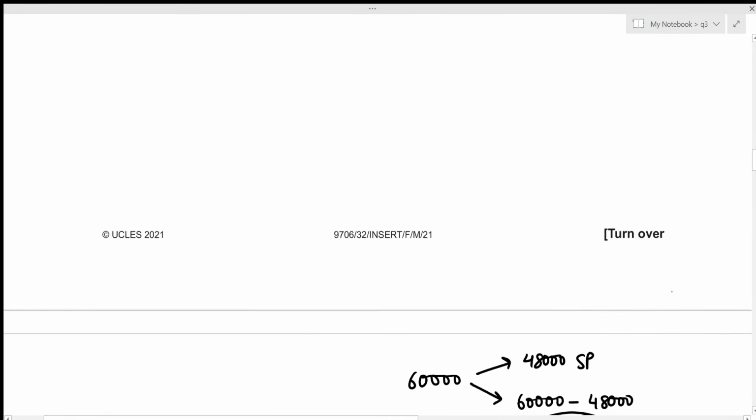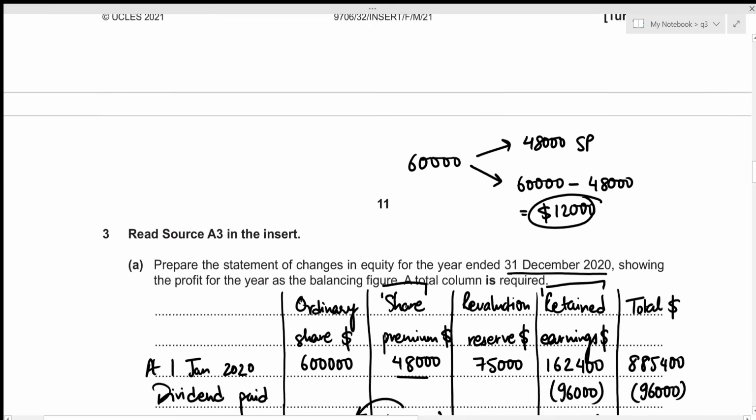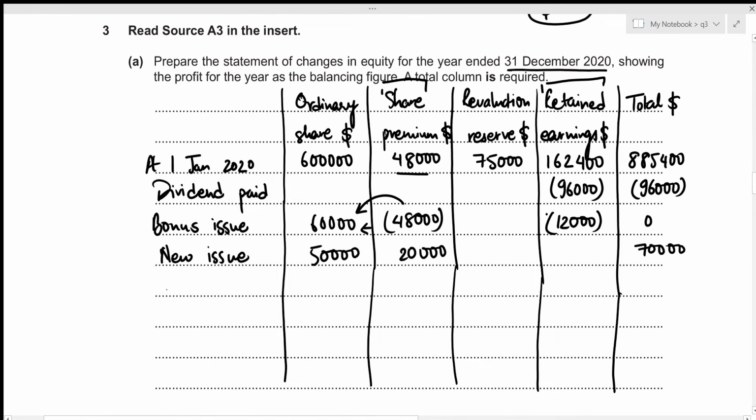Now we can move towards our last transaction. We can see that on the date of 1st December, land included in property, plant and equipment was revalued upwards by 25,000. So whenever there is revalued upwards, the revaluation amount is to be included in our revaluation reserve. So we just have to include this 25,000 in revaluation reserve in our statement of changes in equity. So that's a revaluation with the value of 25,000, which we need to add in our revaluation reserve. And this gives the total to be 25,000 as well.